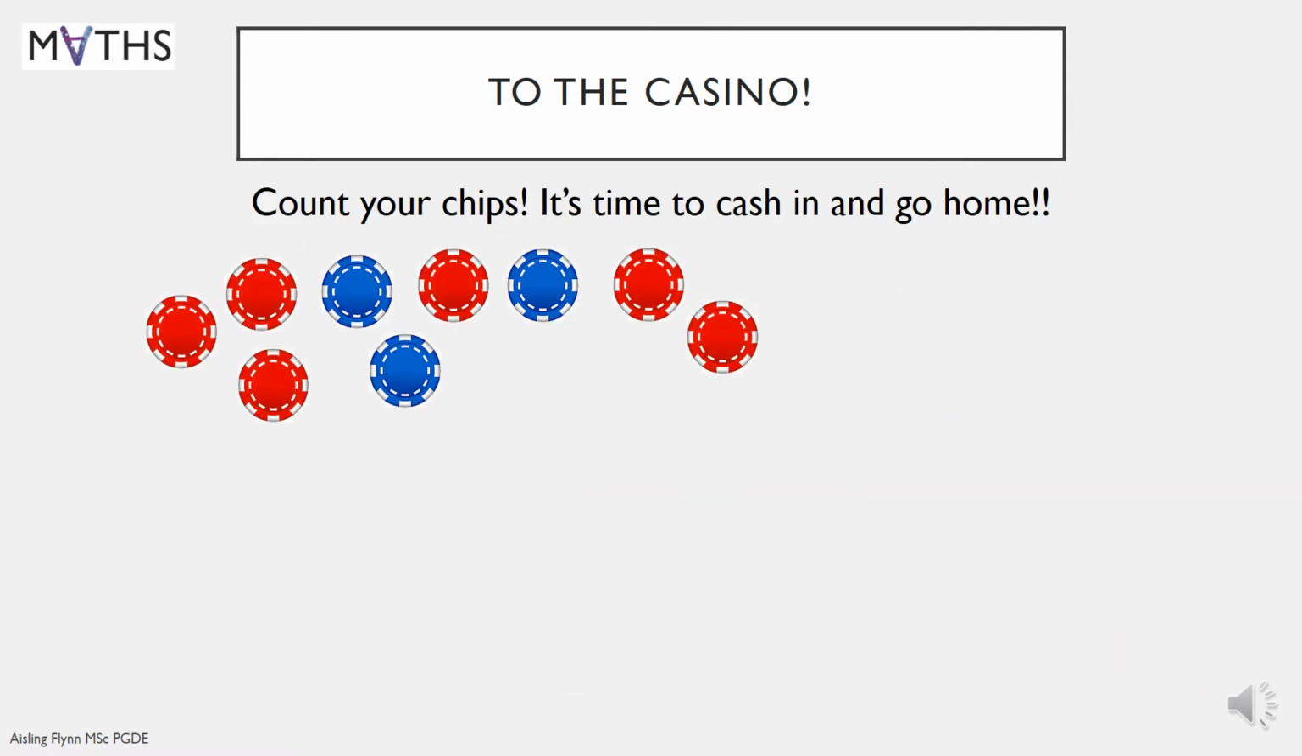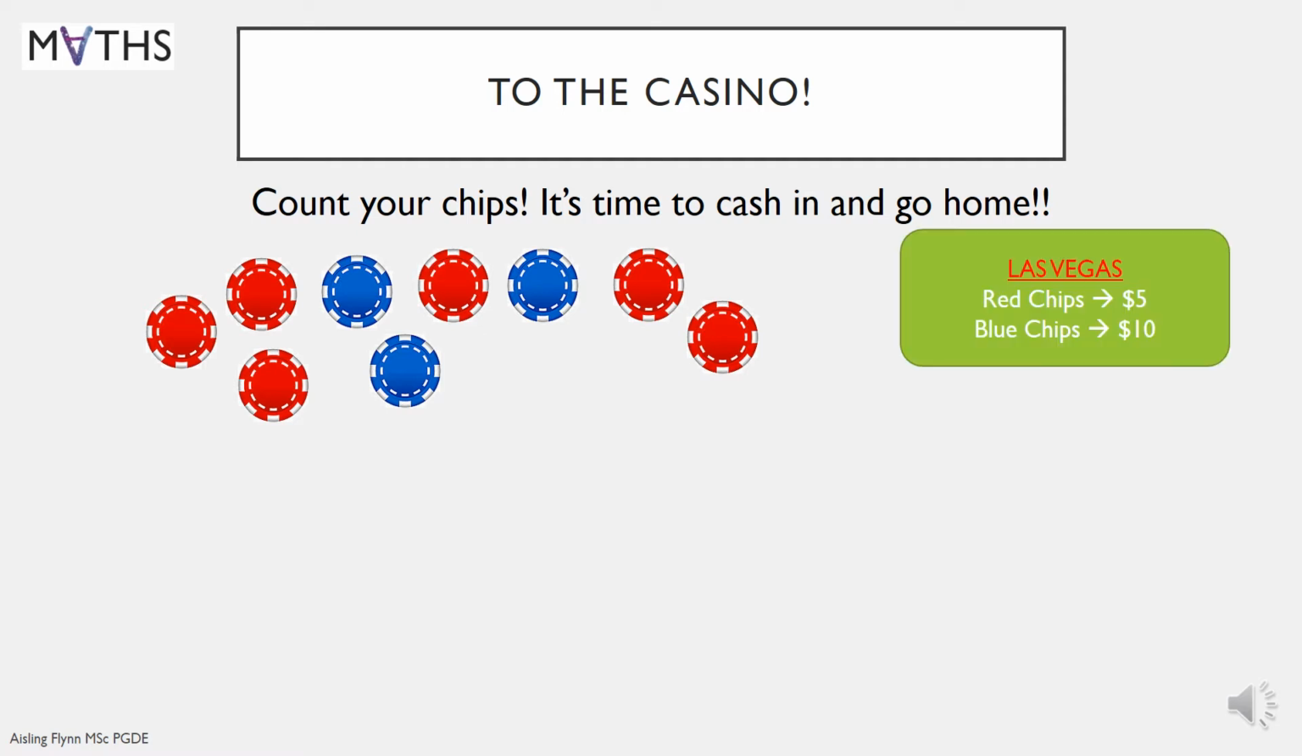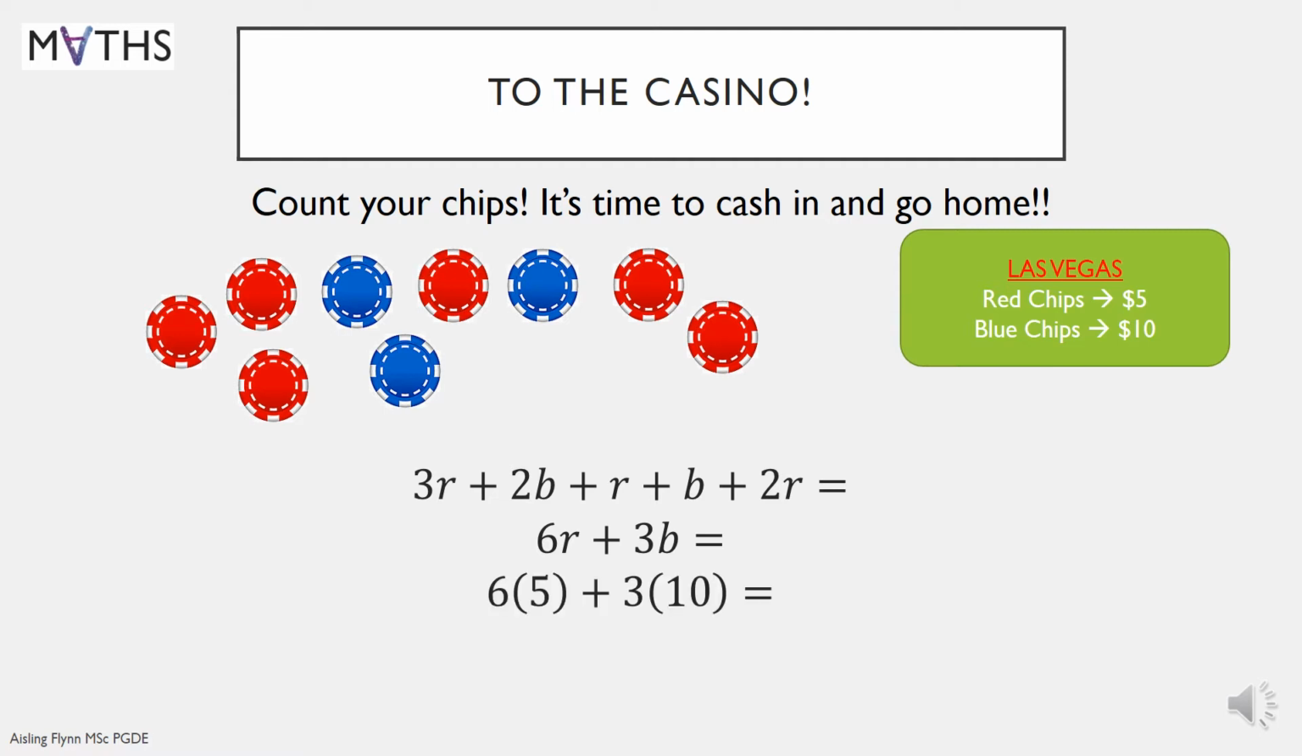Let's go again, this time with the red and blue chips. Okay, so first we see how much each is worth. So the red chips are $5, the blue are 10. We're making a list here of what you have, 3R plus 2B plus R plus B plus 2R. We're simplifying like the last video. You have 6R in total plus 3B, and now we are replacing or substituting the letters with their value.